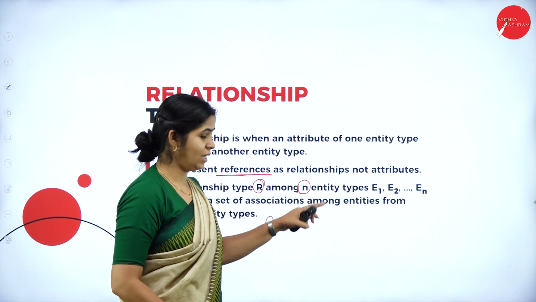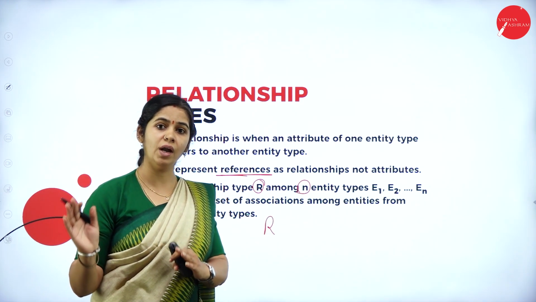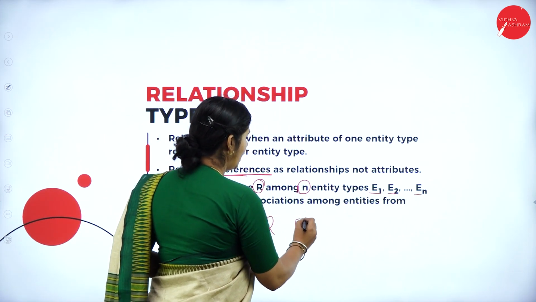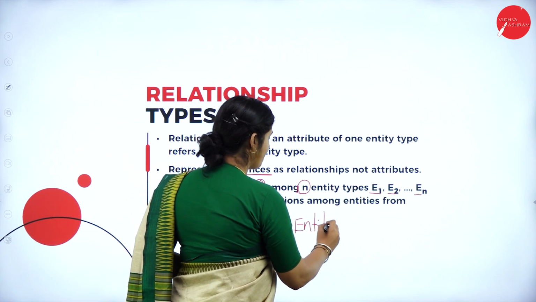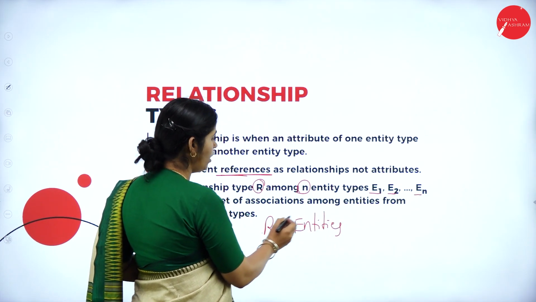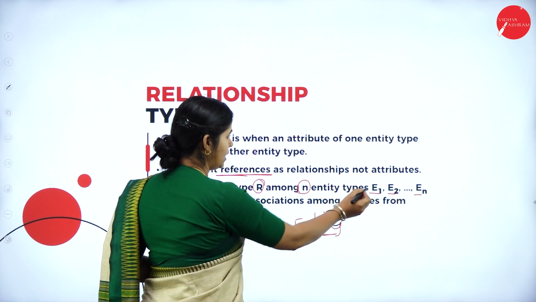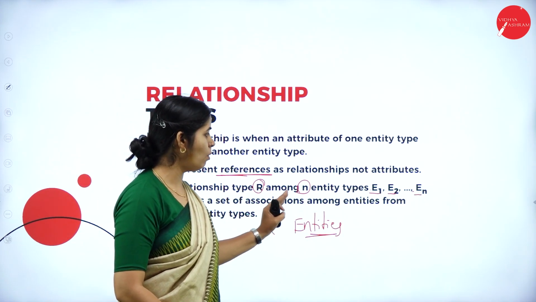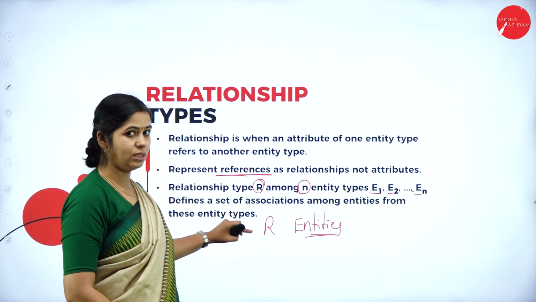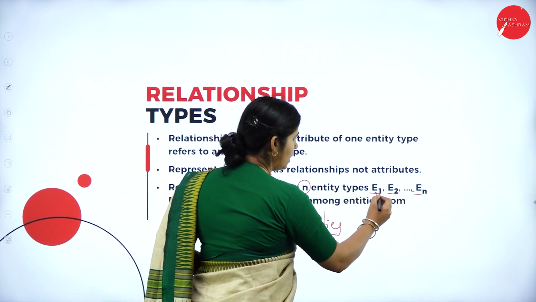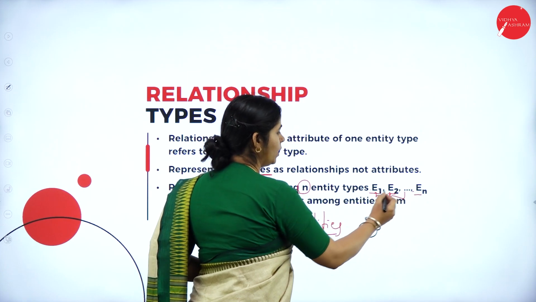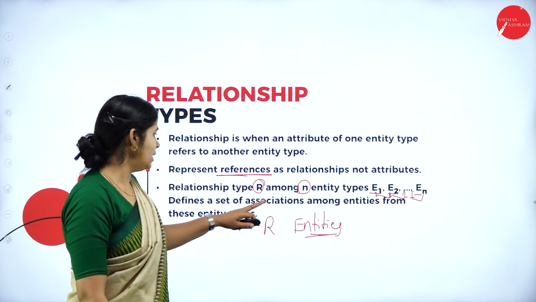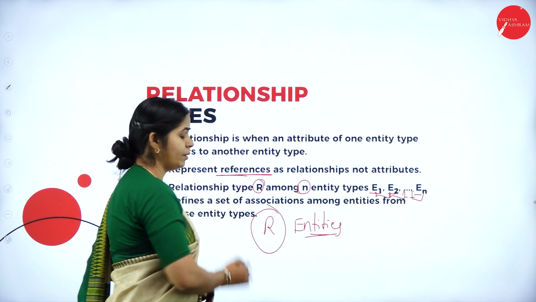Among n entity types, in a single database we have different entity types, called E1, E2 and E3, which are our entities. Relationship R on different entities E1, E2, E3 up to En defines a set of associations among the entities from this entity table. How E1 is related to E2, how E2 is related to E3, and so on, how En minus 1 is related to En, is given with the relationship R.